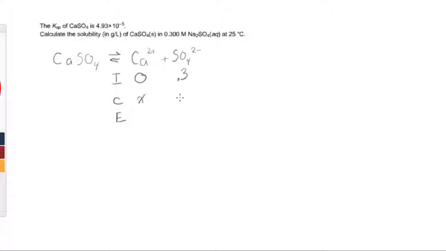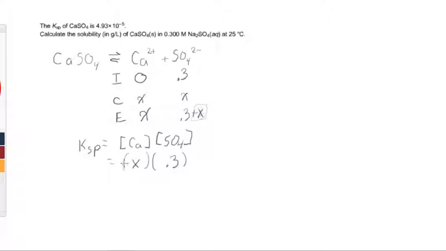And how much of the sulfate are we going to get? We're going to get an additional X, but for the 0.3 plus X, X is going to be so small that we can basically ignore it compared to the 0.3, and we get X here. So the solubility product equals the concentration of calcium times the concentration of sulfate. So that's going to be X times 0.3.